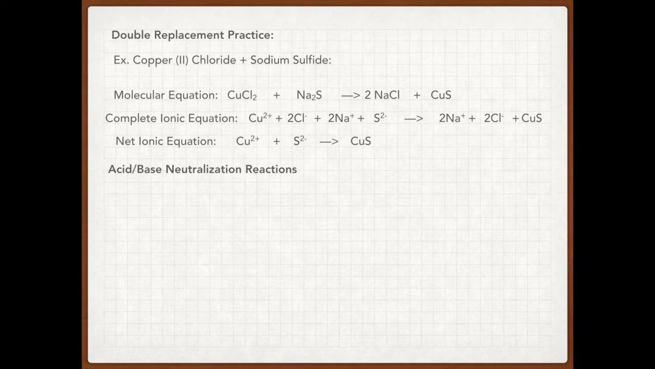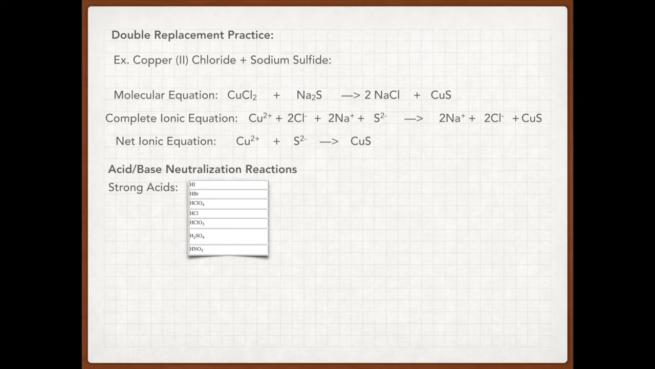In order to write the net ionic equation for these, though, I need to identify strong acids and strong bases. Strong acids and strong bases are going to be strong electrolytes, meaning that they dissociate completely in solution. So I'm going to break them apart into their ions. If they are weak bases or weak acids, they do not dissociate completely in solution, so I leave them as the compound. So my strong acids, these are two lists you're just going to have to memorize.